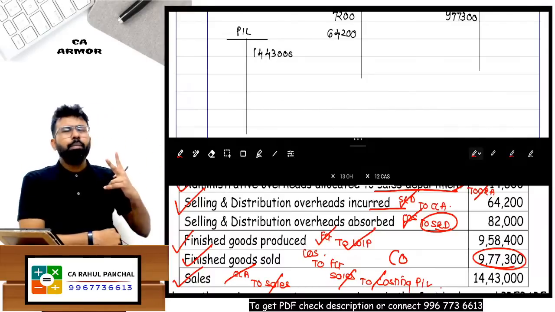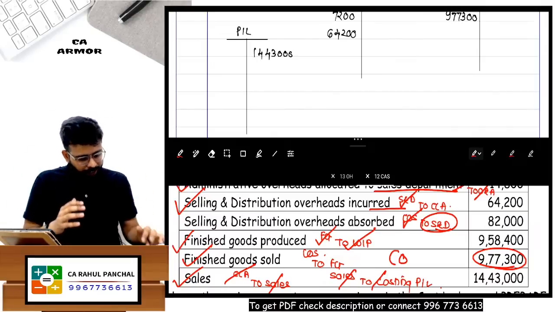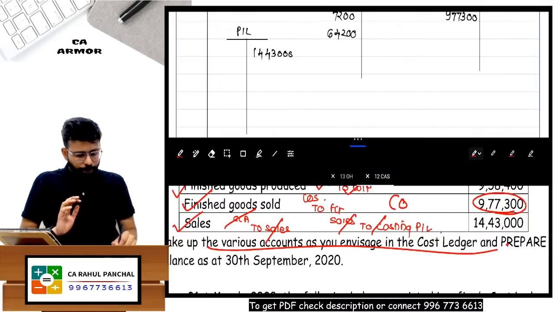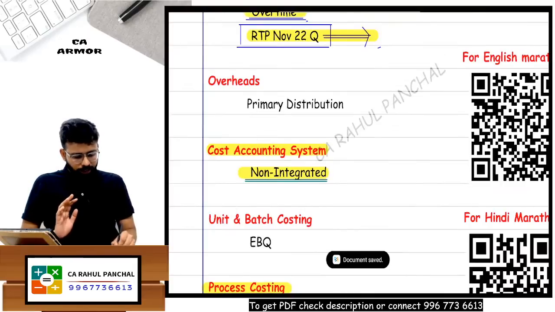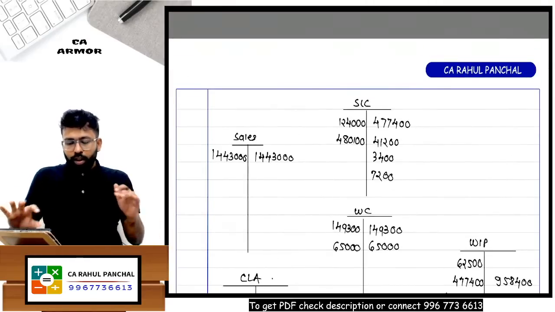Sir, step number 1, opening balances should be transferred. We are done with it. Step number 2, just post all the entries and then transfer it to the accounts. We are done with that also. Now you are required to prepare the accounts. Whatever entries we had passed, based on that we did these transfer entries. Now what is the next step?